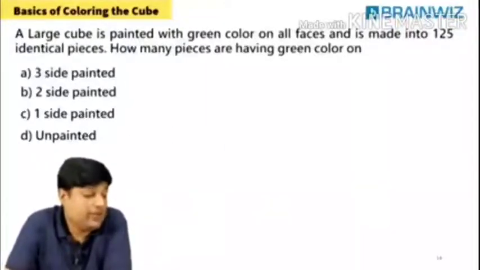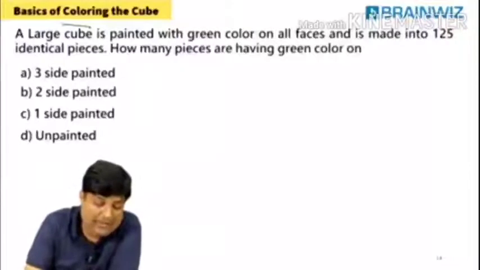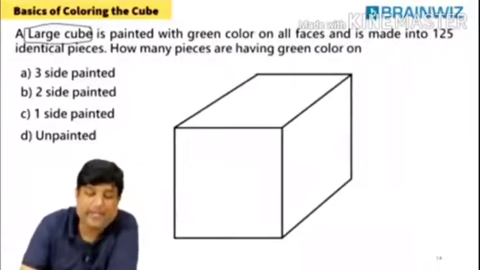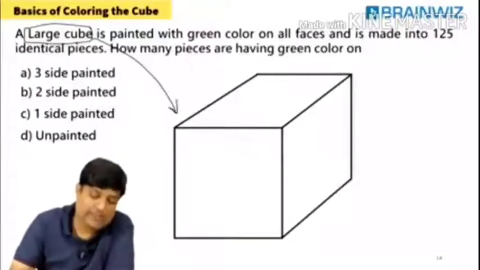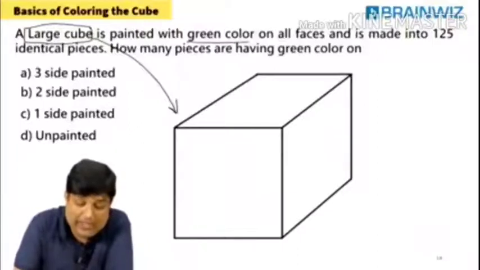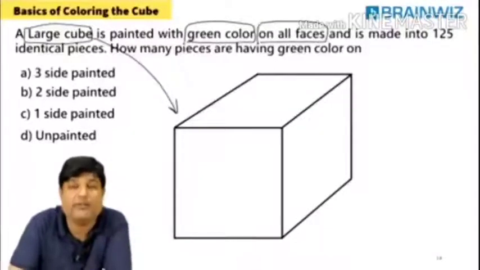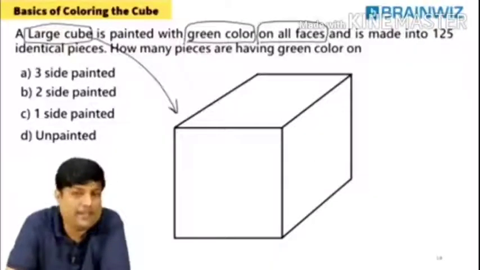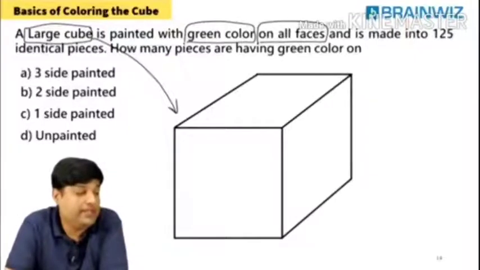Now listen to the question, everybody, carefully. Later your doubts will all be solved. A large cube. A large cube is taken. I have also taken a large cube. Then, green color. Front green, top green, bottom green. All faces have to be painted with green color. So I am painting green color everywhere.